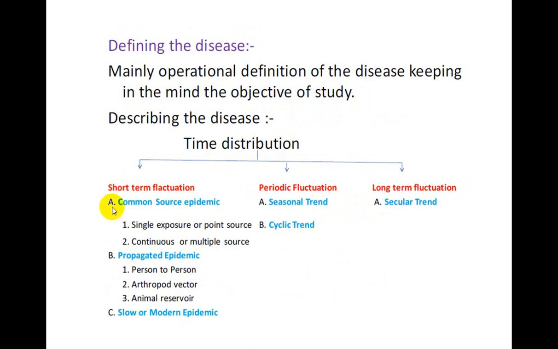Short-term fluctuations: there are three types. A. Common source epidemics, which include 1. single exposure or point source, and 2. continuous or multiple source. B. Propagated epidemic: 1. person to person, 2. arthropod vector, 3. animal reservoirs. And C. slow or modern epidemics. Periodic fluctuations are seasonal trend and cyclic trend. And third is the long-term fluctuation, and there's only one, secular trend.